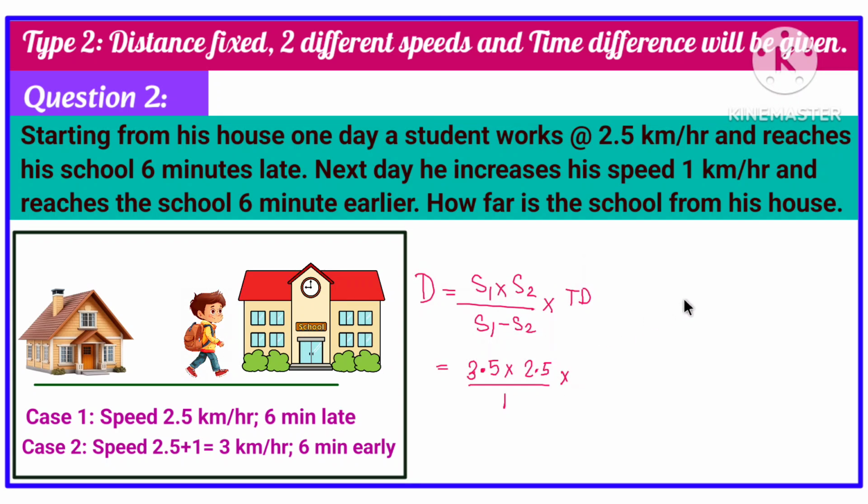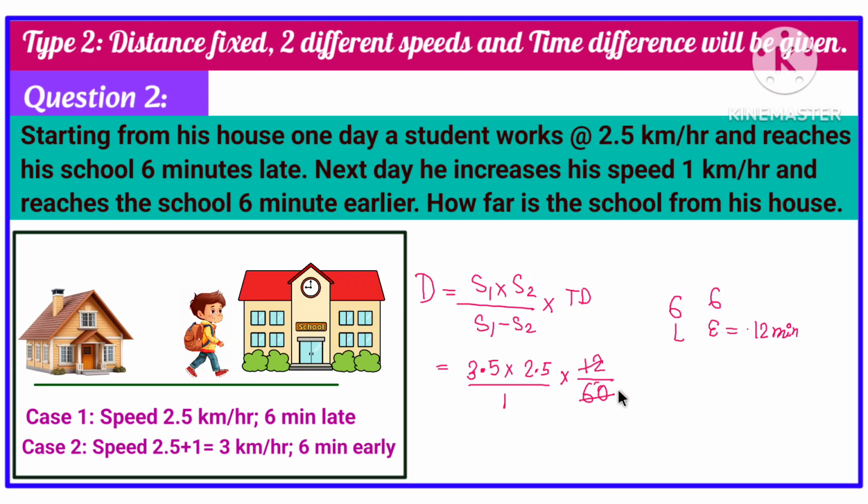Here it is given, in the first case it is 6 minutes late. Now let us find out the time difference. As speed is given in kilometer per hour, this time will also be in hour. Let us see what is given in the question. In the first case it is given 6 minutes late. In the second case it is given 6 minutes early. That means two different things are given, so you are going to add. So by adding 6 plus 6 you are getting 12. But this is in minutes, and we need it in hours, so divide this 12 minutes by 60 to get your answer in hour.